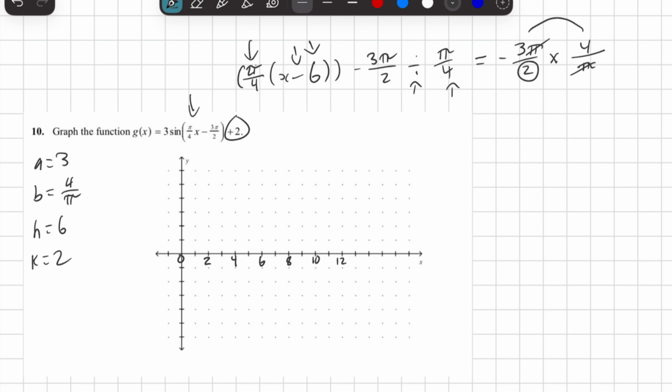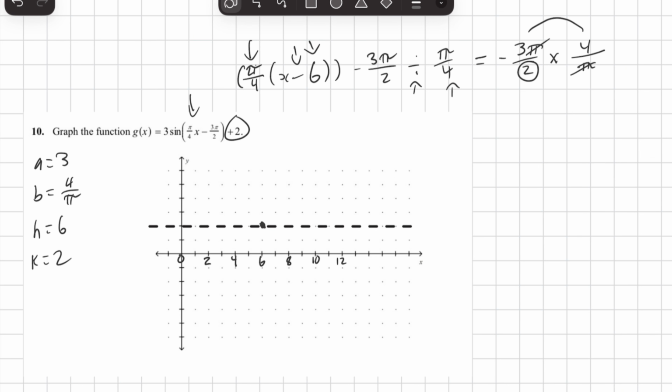Okay, now we're going to start by plotting. So at 0 degrees, a sine graph is usually at 0. Times that by the vertical stretch of 3, it's 0. And we're going to go over 6 in the x axis and up 2. So the first point is going to be here. We can also draw in our midline. We know that our k value is plus 2, so we know our midline is at plus 2. There we go. And now we can do our second point.